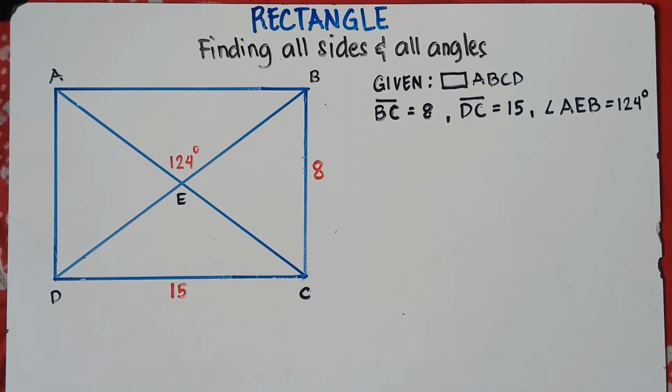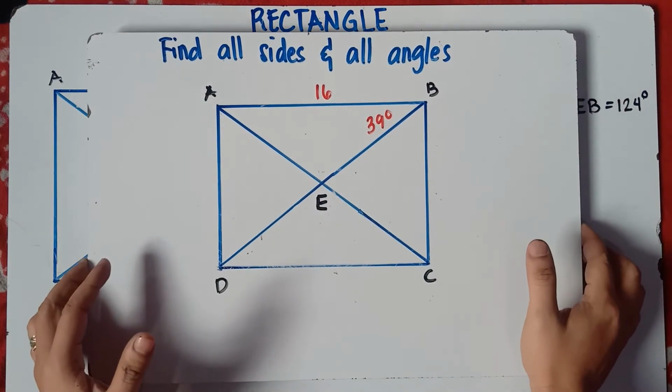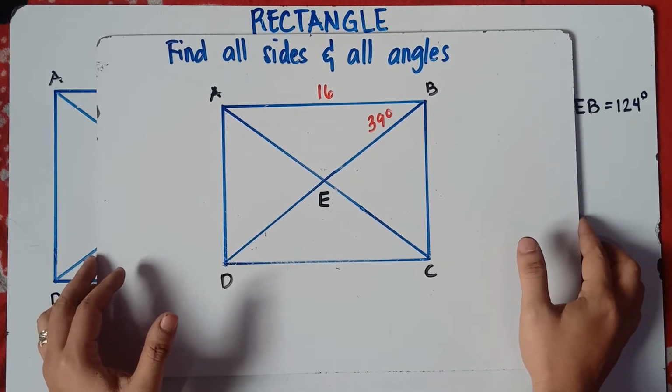Our topic for today's class is all about the rectangle: finding all sides and all angles. So without further ado, let's do this topic. This is already part 2 of our video class. In part 1 of our video, we actually solved for finding all sides and all angles.